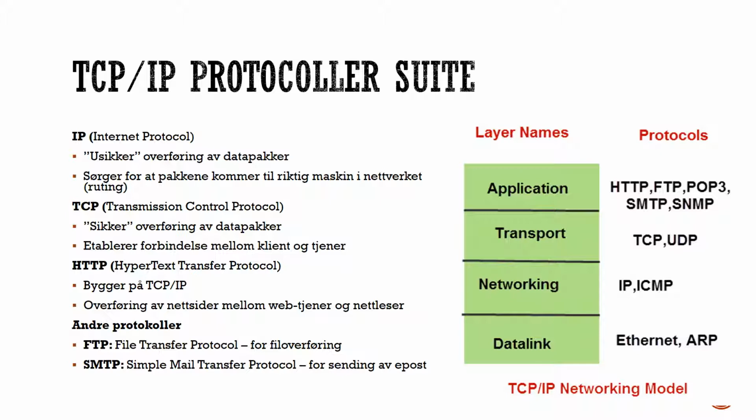IP, the Internet Protocol, is the main networking protocol. There are two versions, IP version 4 and IP version 6. The main functionality of IP is to transfer the unsecured data packages. It ensures that the package comes to the right machine over the net.